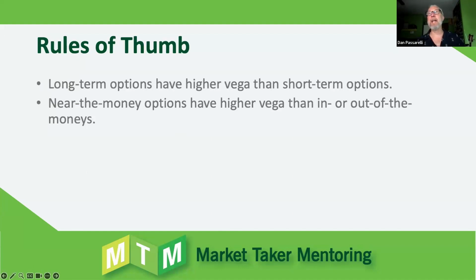Long-term options have higher vega than short-term options. If you think about it, that's because we're talking about volatility. More movement of the stock can occur in a year than in one day, just from a statistical, likelihood standpoint. So longer-term options have higher vega. They're affected more by changes in implied volatility. Near-the-money options have higher vegas than in- or out-of-the-money options.